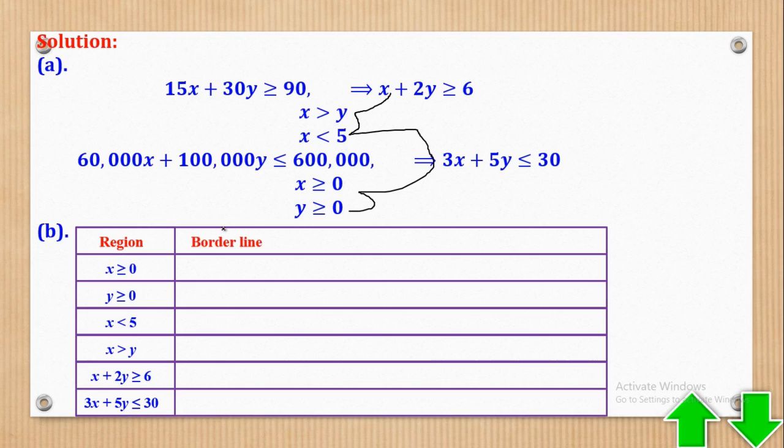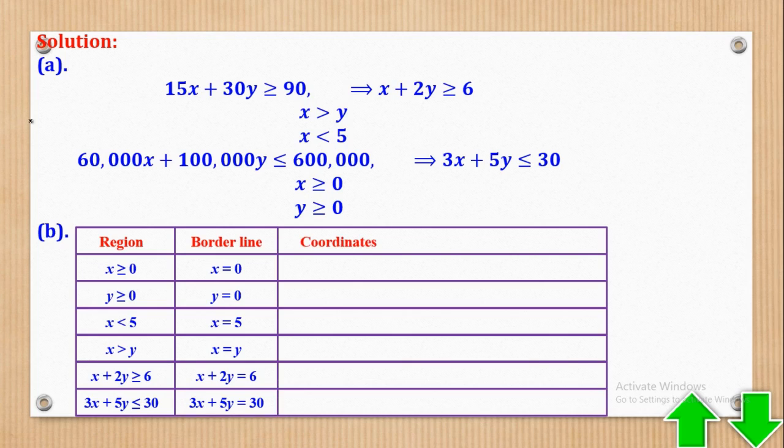Then after region, the next is borderline. Because when you are plotting, we don't plot inequalities, we plot borderlines. Borderlines means that for these very inequalities we have got, we remove the inequality signs and put their equal signs. So all these ones we remove the inequality signs and put equal signs. So let's do that. That is what we call borderline.